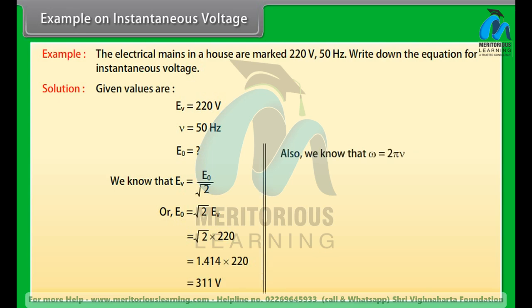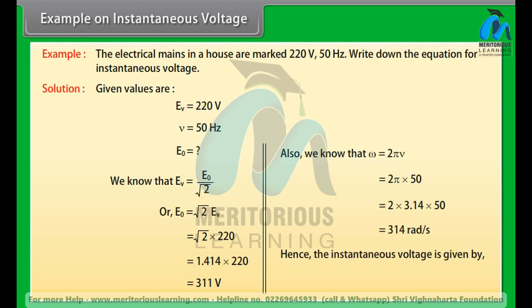Also, we know that omega is equal to 2 pi nu. On putting the values in the equation, we get omega is equal to 314 radian per second. Hence, the instantaneous voltage is given by E is equal to 311 sin 314 t.